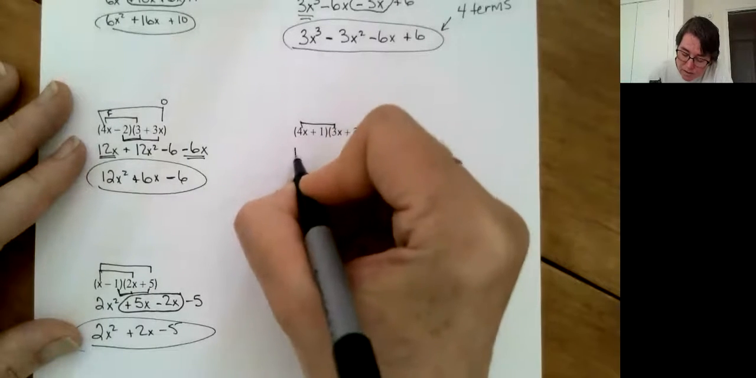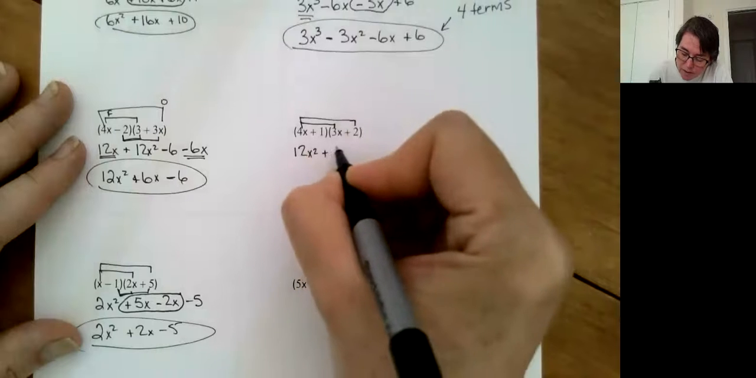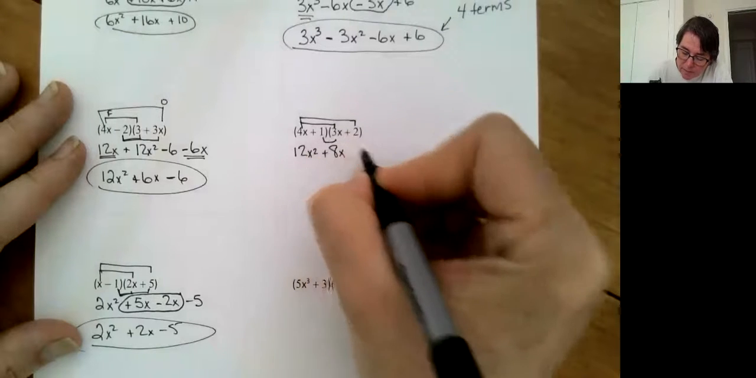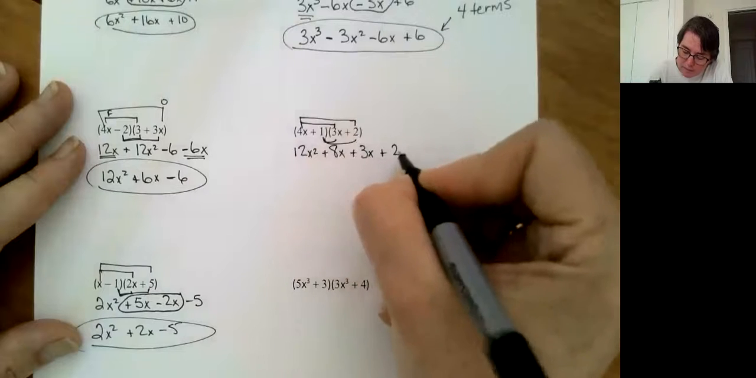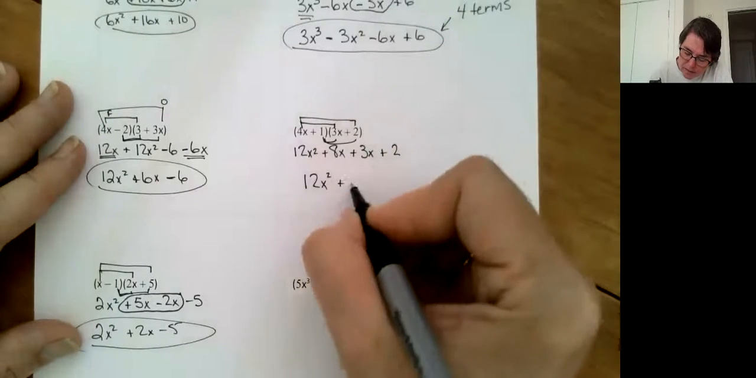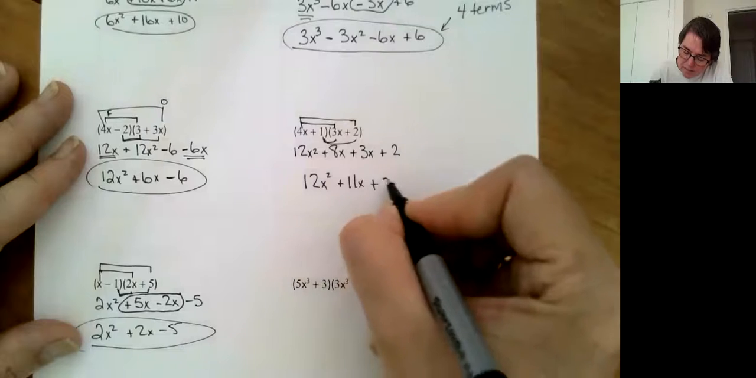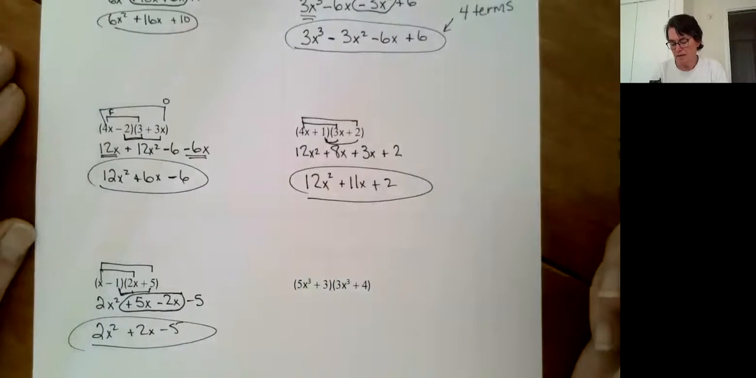4x times 3x is 12x squared. 4x times 2 is 8x plus 3x plus 2. 12x squared plus 8 and 3 is 11x plus 2. That was easy. I think I gave you too many easy ones here with pluses.